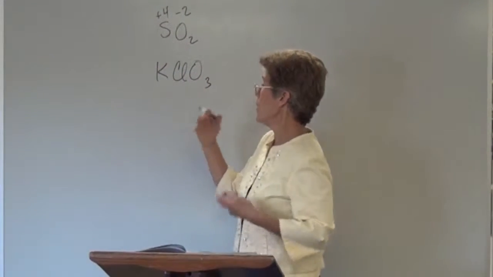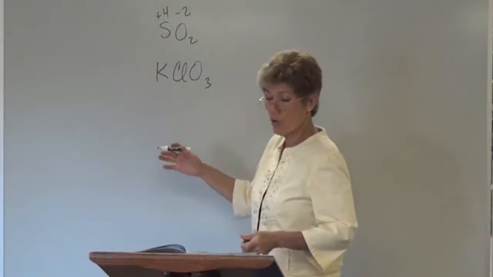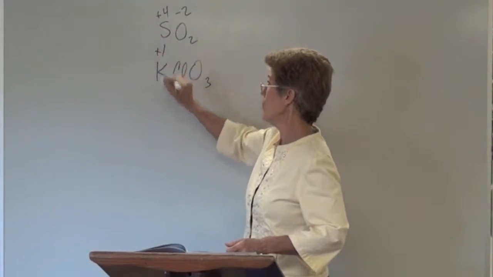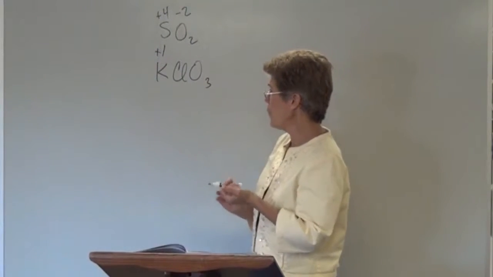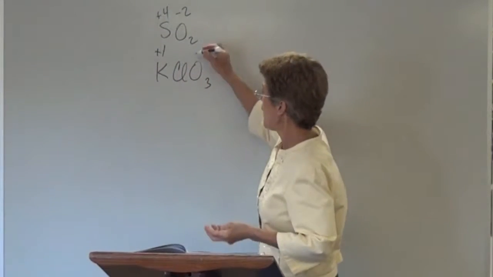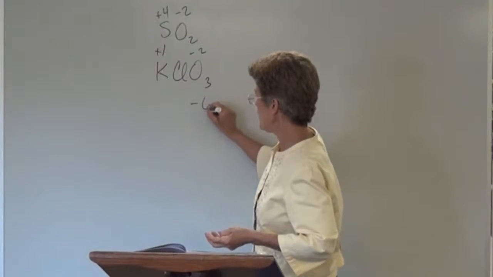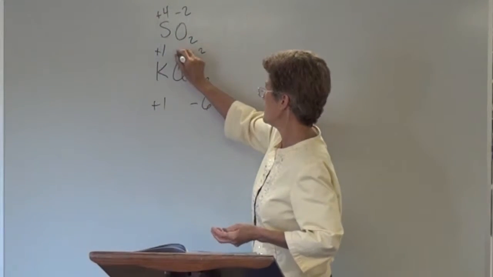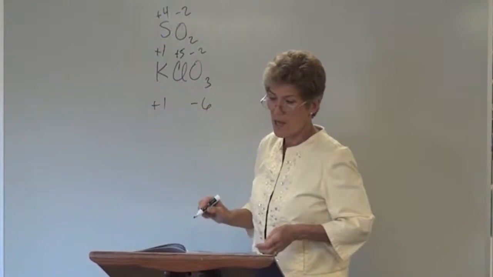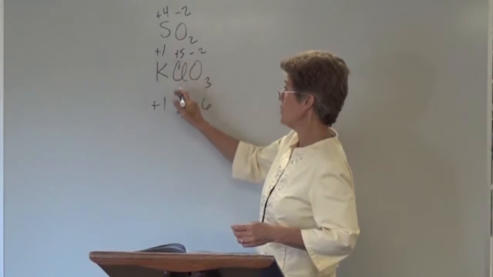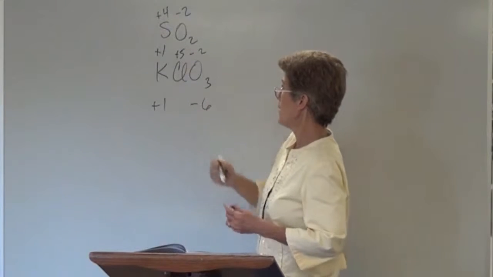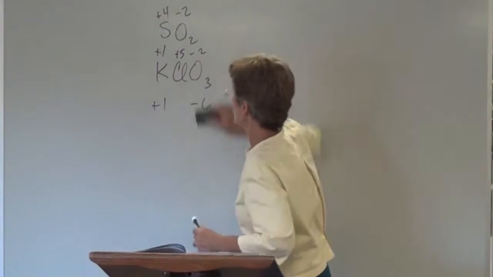On B, KClO3. Okay, rule 1 doesn't apply. Group 1 metals, we have one here, don't we? No group 2 metals, no fluorine, no hydrogen. Oxygen is -2. So now we have a -6, a +1. So this has to be +5, doesn't it? And so in this case, chlorine is a +5. So potassium's +1, chlorine's +5, and oxygen is -2.